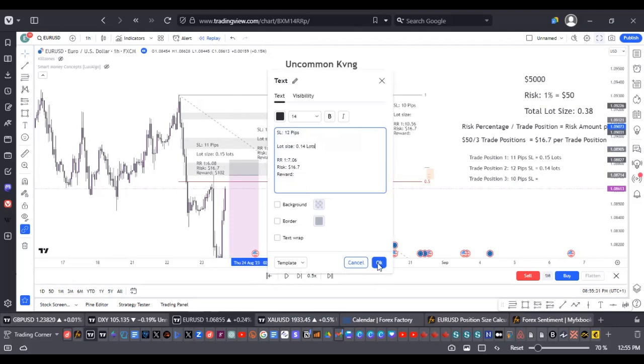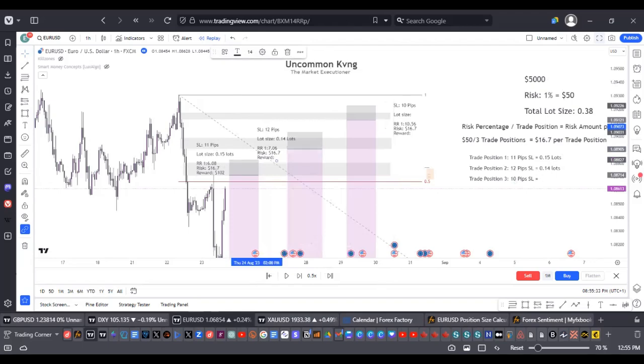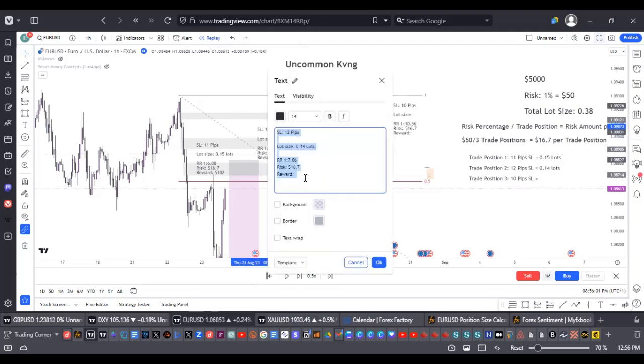Right? Now what's our risk to reward? Since we're risking 16.7, so that would be 16.7 times. The reward is, don't forget, 7.06. So that would be times 7.06, and that will give us $100, right?